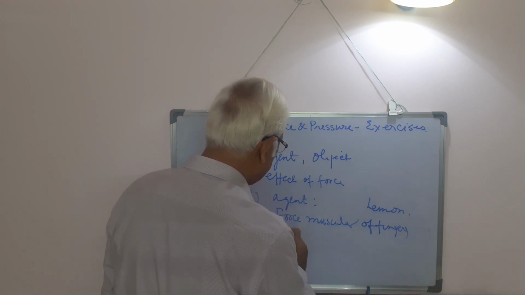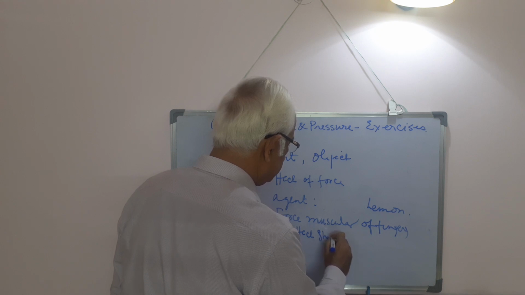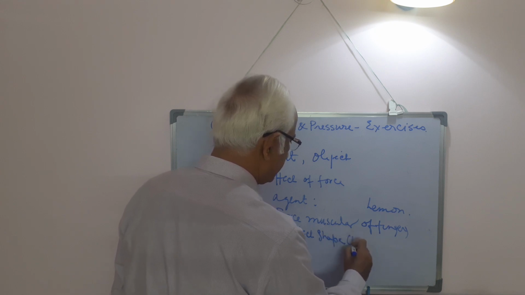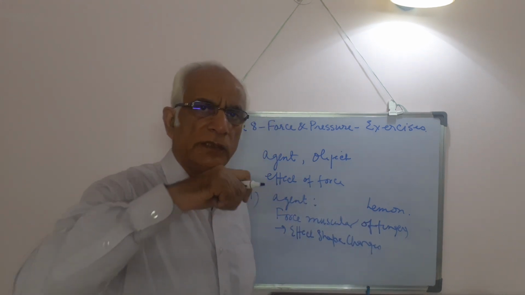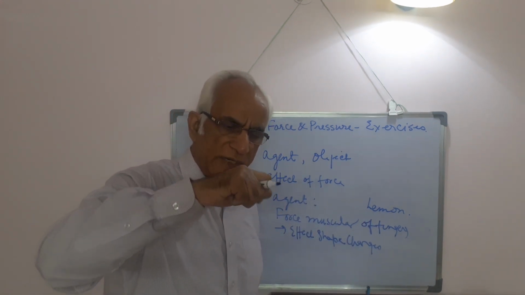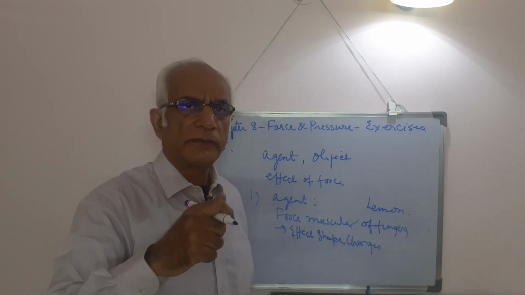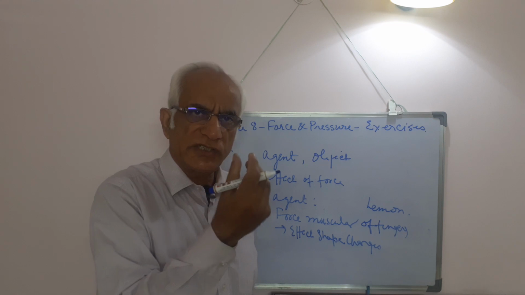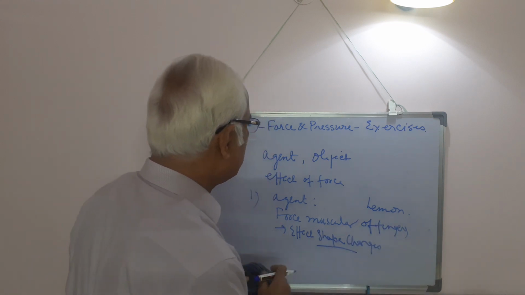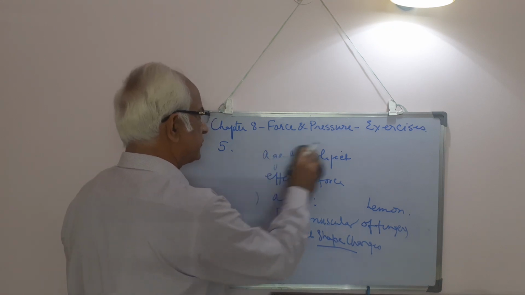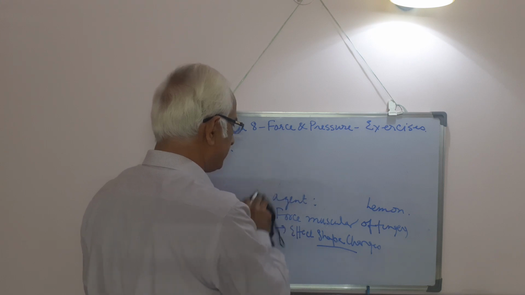And what is the effect? Effect is change of shape. You know, lemon is like a small ball. It is a sphere. When you squeeze it, it no longer remains a sphere because the juice has come out and the shape is changed. So there is a change of shape. That is your first question of first part of the question number 5.